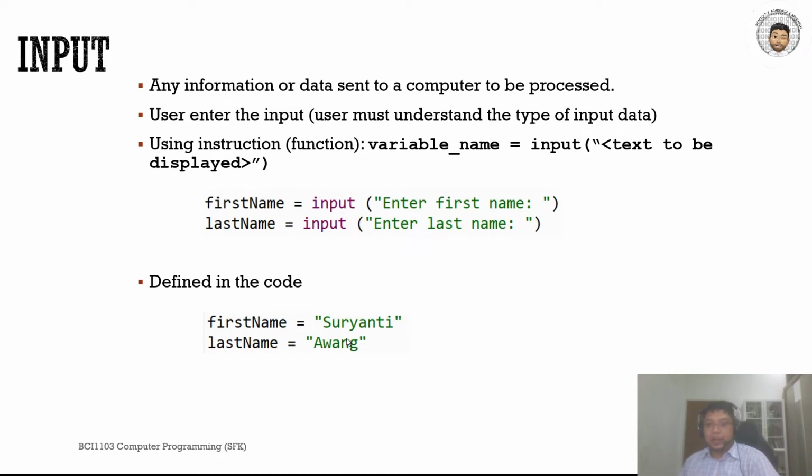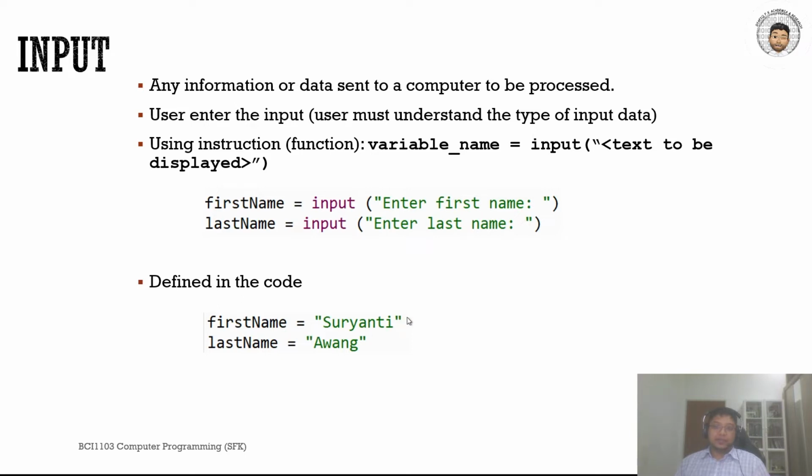Numbers can also be strings, like your IC number or phone number; everything can be recognized as string as well. So when you define the variables directly in your program, you can define it like this.